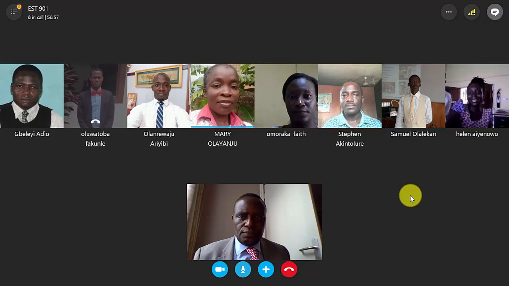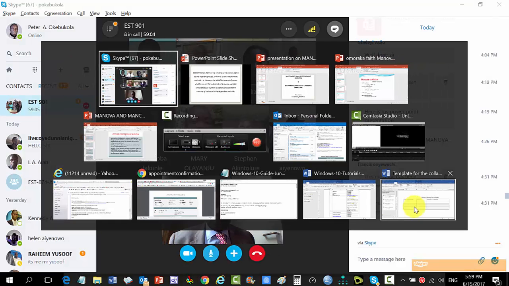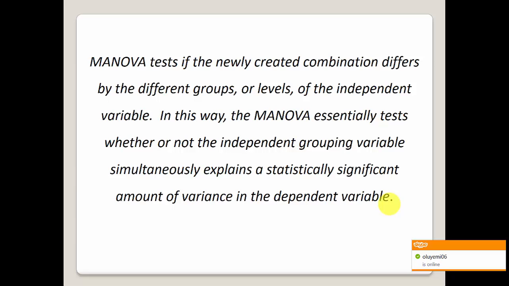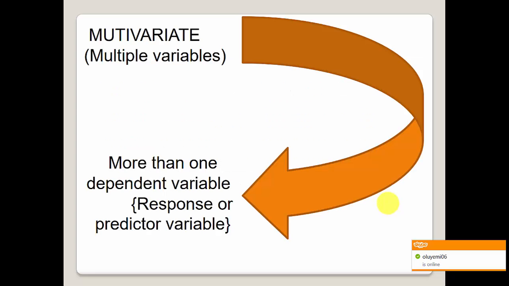Yes. Because if one does not really understand what that prefix multivariate means, one may be confused. When you talk about multivariate, you are talking about multiple or many variables, but this is with respect to the dependent variables. So when you talk about multivariate analysis of variance or multivariate analysis of covariance, we are talking about two statistics that involve more than one dependent variable.